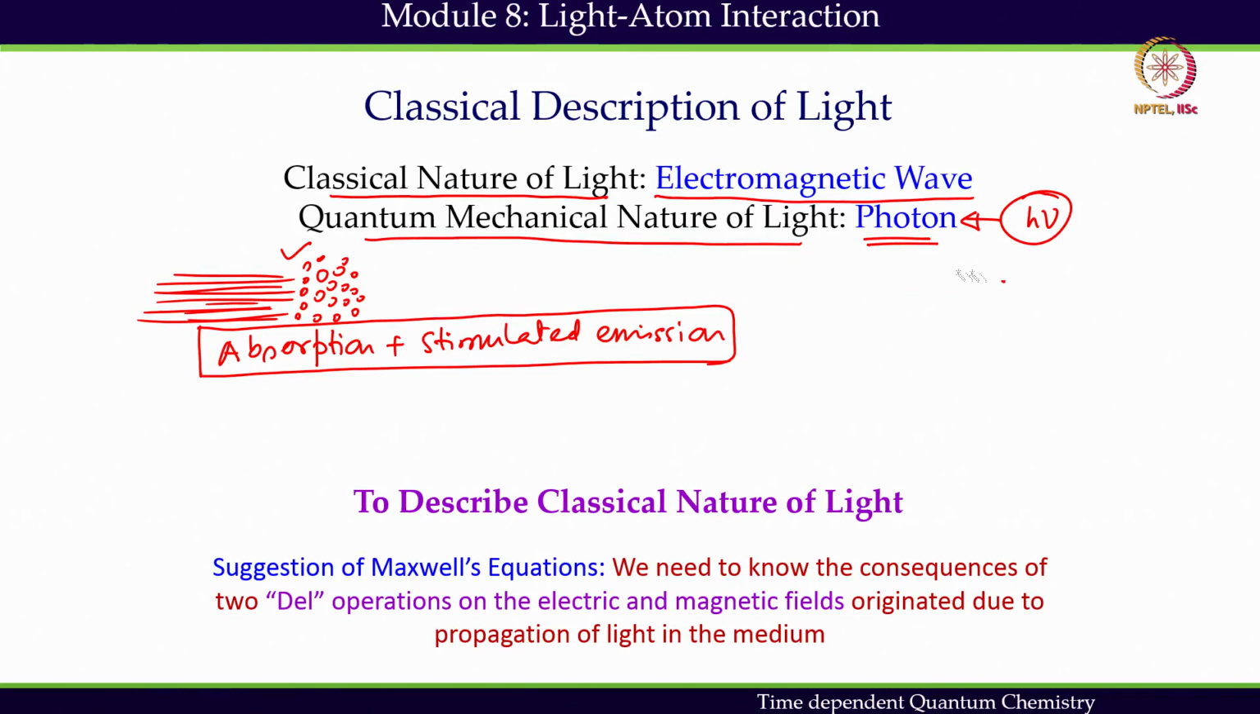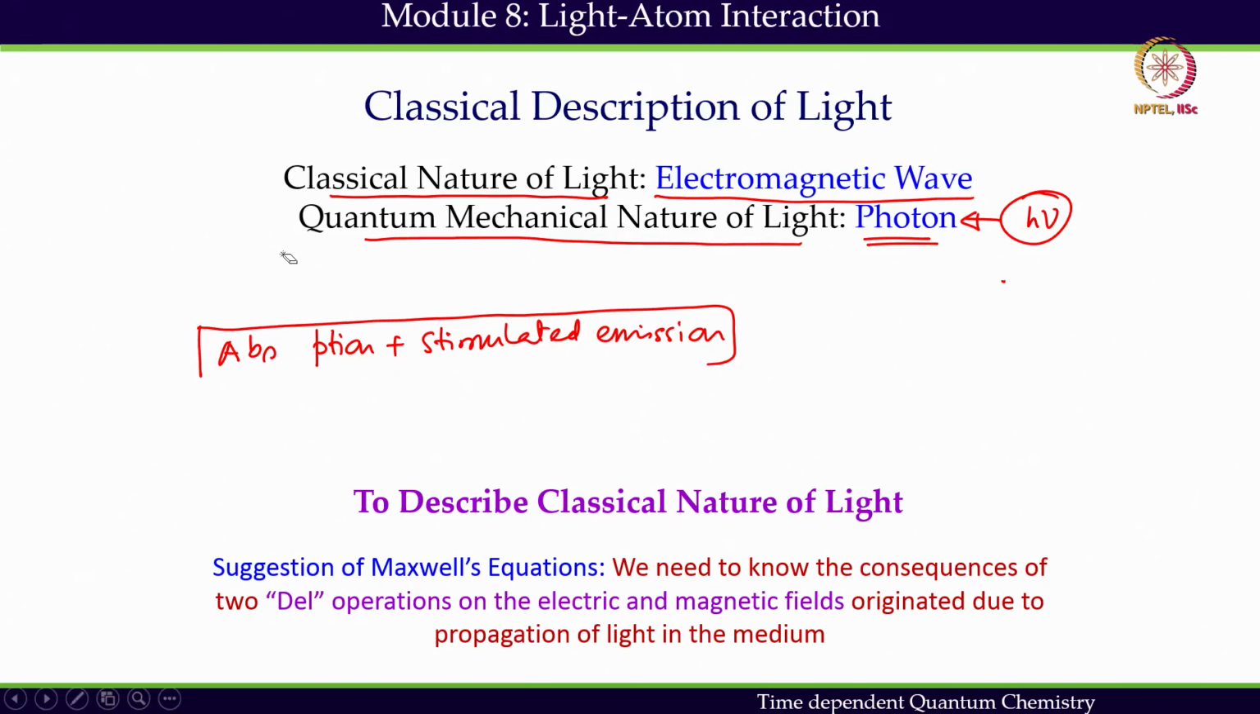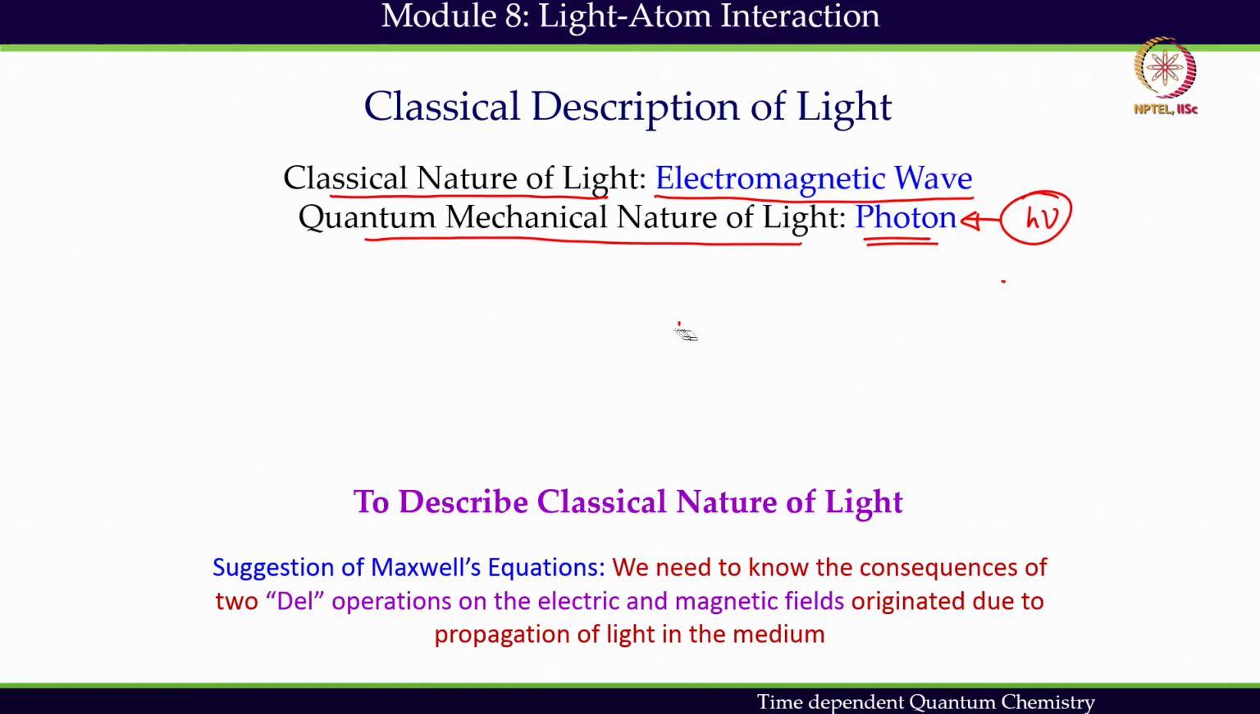So, if I consider the classical nature of light, when light as a classical electromagnetic wave propagates through the medium, let us say I have a medium and light as an electromagnetic wave. Very soon we will see that this is just a plane wave, that is why I am drawing it this way. When light is propagating through the medium, the medium's electromagnetic state changes.